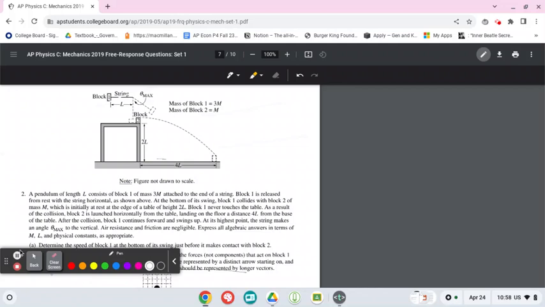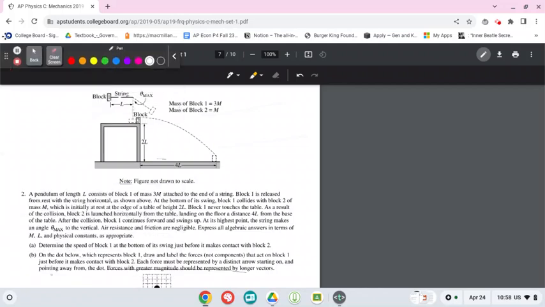Okay, so right now, we are going to try and determine the speed of Block 1 at the bottom of its swing. We can use the conservation of energy here. Let's say the energy is right before it starts to move. So there's not going to be any kinetic energy, but there is going to be potential energy. And potential energy is relative to a height, so we're going to have to set a height as 0. Let's say that this height is 0 over here.